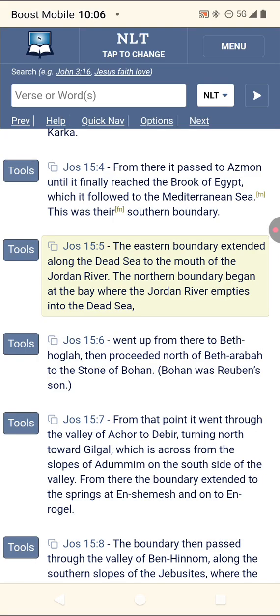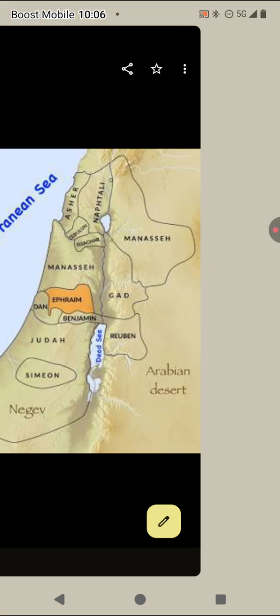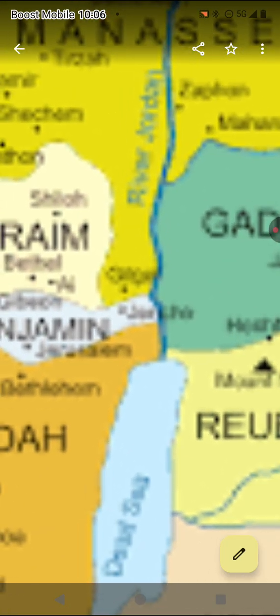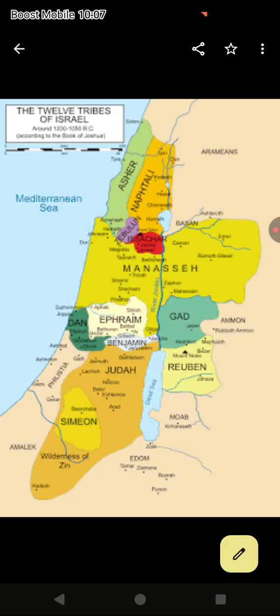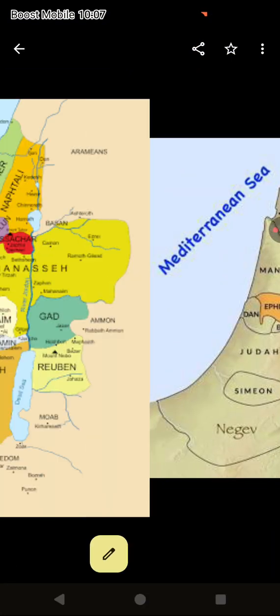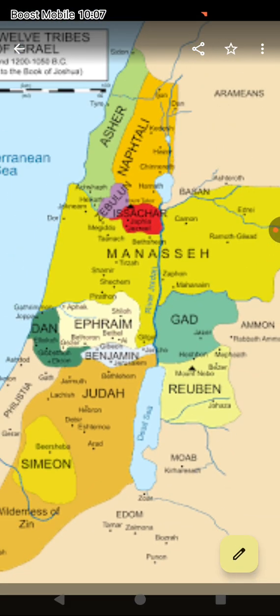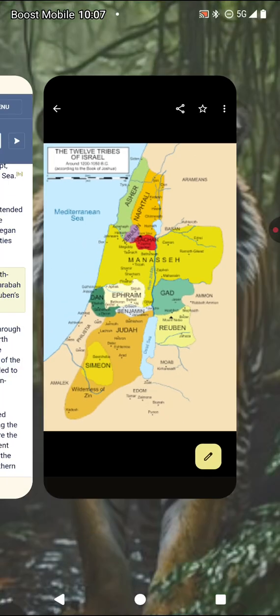The northern boundary began at the bay where the Jordan River empties into the Dead Sea. Went up from there to Beth Hoglah. All right, so this is why I was showing this map, because it says it went up from there. So this would be more accurate, because it wouldn't just stop right here at the same borders of the Dead Sea if it says that it goes up. Okay, so this map here is probably more accurate, because it's talking about more land, right? Because we didn't live on the actual sea, right?